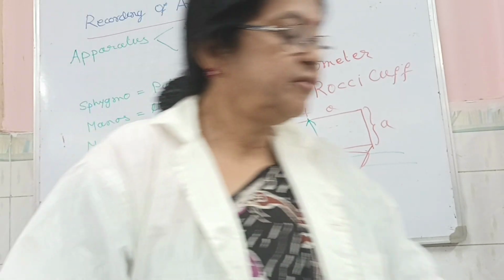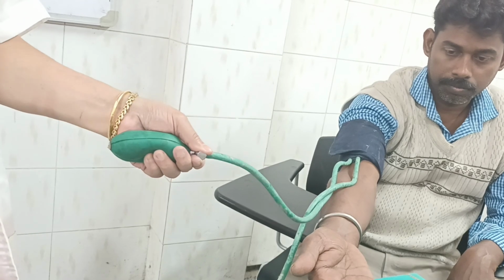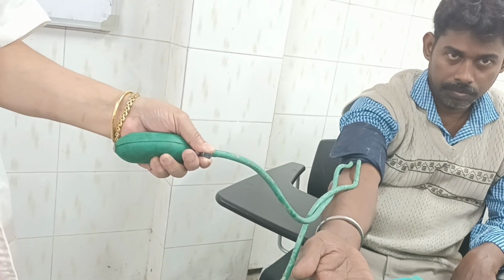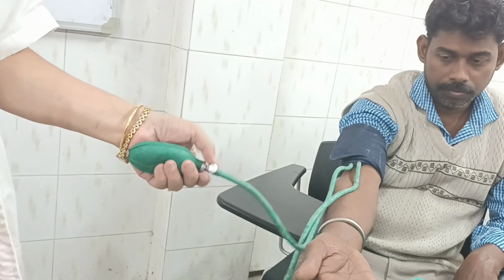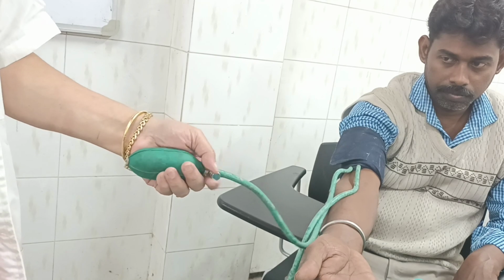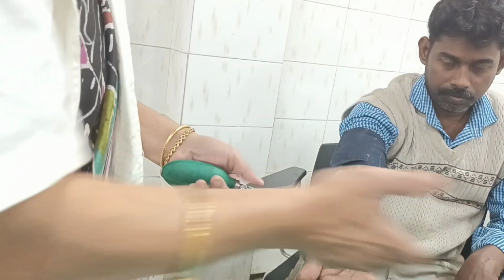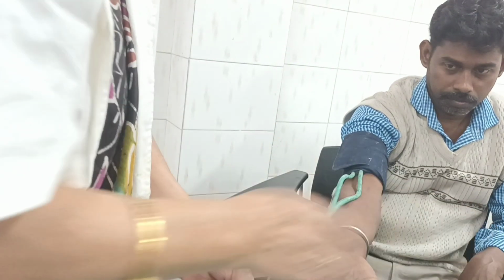Now, when we deflate it, deflation should be very slow, at the rate of 2 to 3 millimeter per second. Because the inertia of the mercury is so high, if you deflate it quickly, the mercury will not match the fall. So mercury has a high inertia.